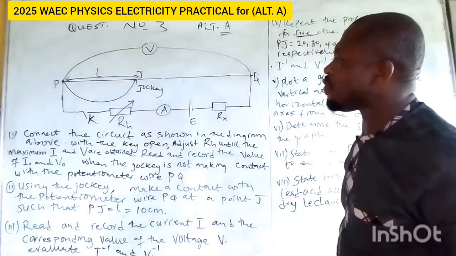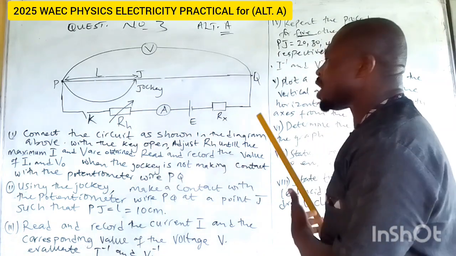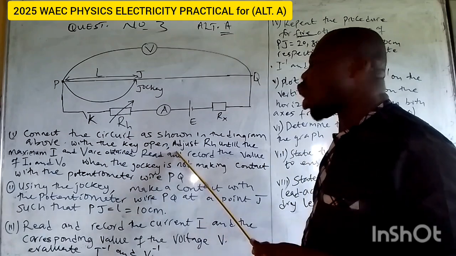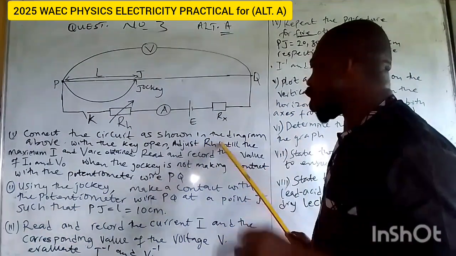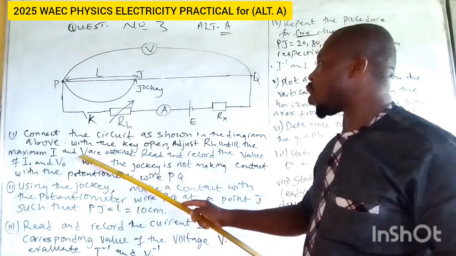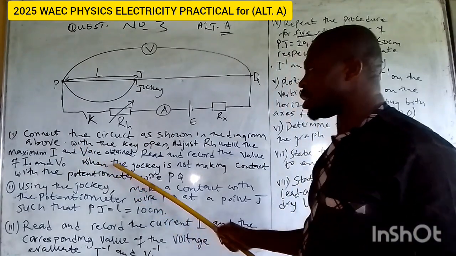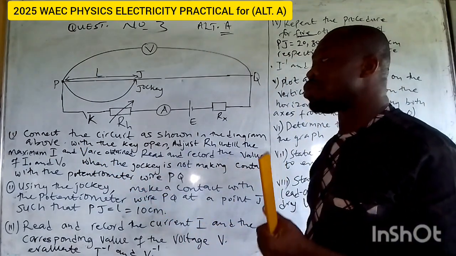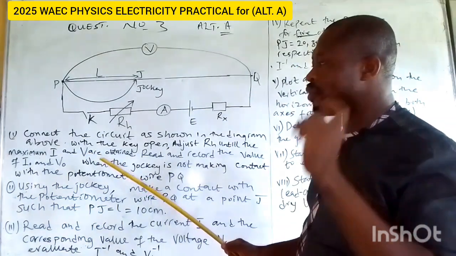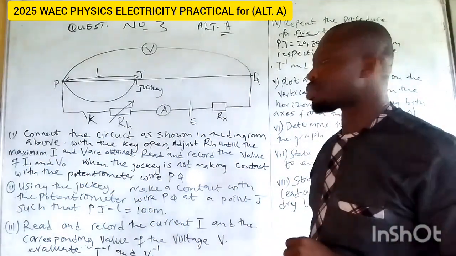Now we have this one. The first one says, connect the circuit as shown in the diagram above, which is always the first thing. Now they say, with the key open, adjust the rheostat until maximum current and voltage are obtained. Read and record the value of that current and the voltage that have been obtained. Record them as I0 and V0.